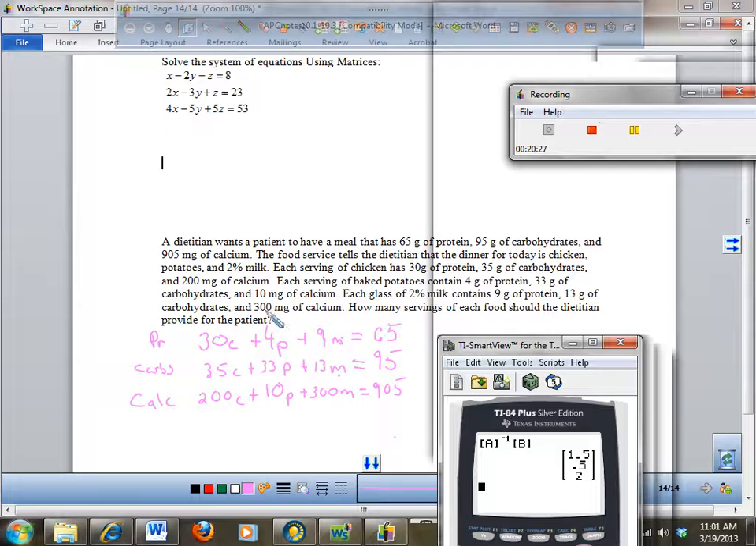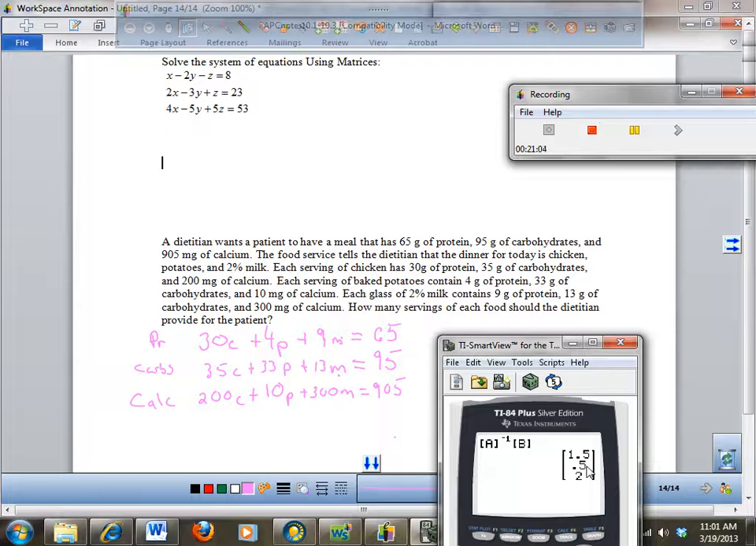Okay, and I think that the milk should be in 2 grams. How many? Oh, it's 2 servings. I'm sorry. 1.5 servings. Sorry. 1.5 servings of chicken, 0.5 servings of potatoes, and 2 servings of milk to have your balanced meal.